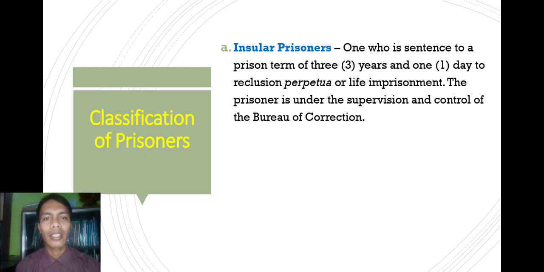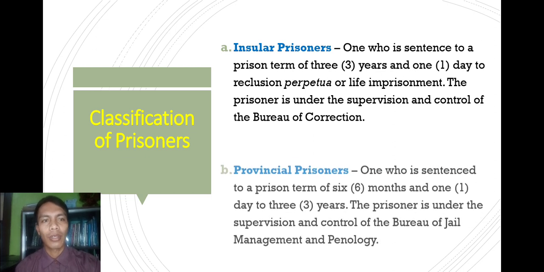So take note guys, the sentence of insular prisoners is 3 years and 1 day to reclusion perpetua or life imprisonment, gitawag na siya og insular or national prisoners. So dunay authority to supervise, to rehabilitate ang BUCOR, the Bureau of Correction, which is under the Department of Justice.